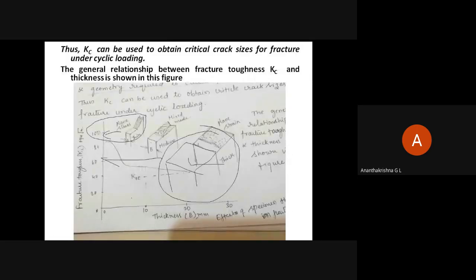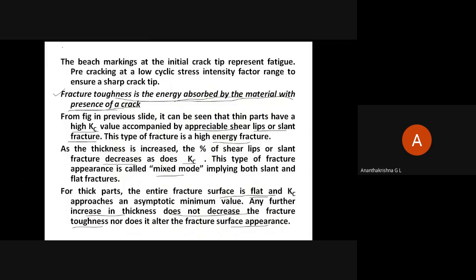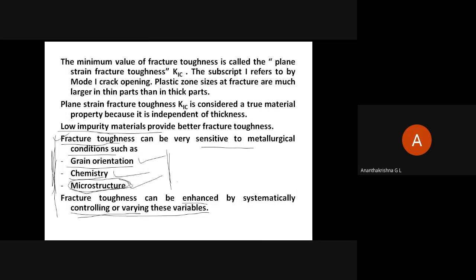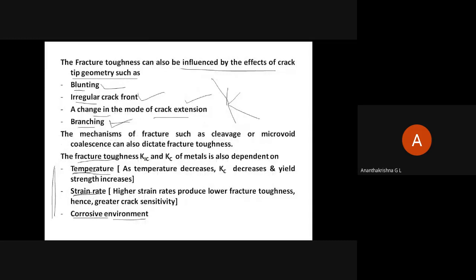Then we learnt about the influence of thickness with reference to fracture toughness. In thin sheets or thin parts, we have a high critical stress intensity factor, whereas in thick parts the entire fracture surface is flat, and any further increase in thickness does not decrease the fracture toughness. Then we learnt about the factors that influence fracture toughness: essentially grain orientation, chemistry, microstructure, temperature, strain rate, and corrosive environment. When it comes to crack tip geometry, it is blunting, branching, irregular crack front, and mode of crack propagation.